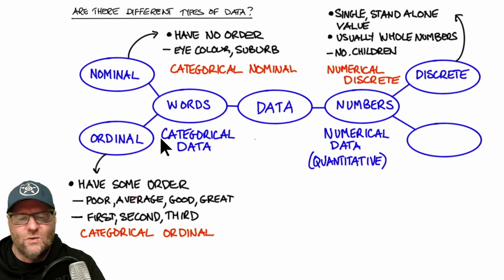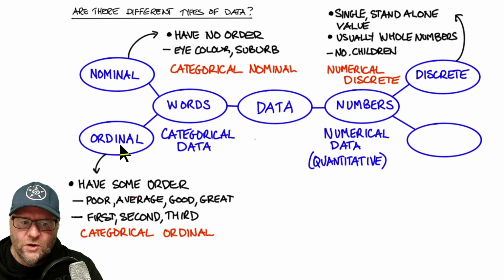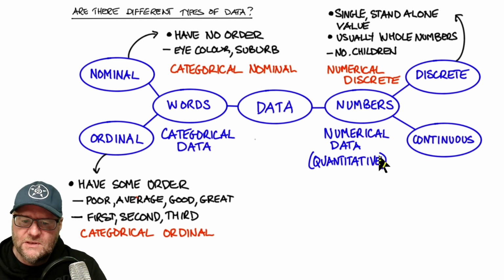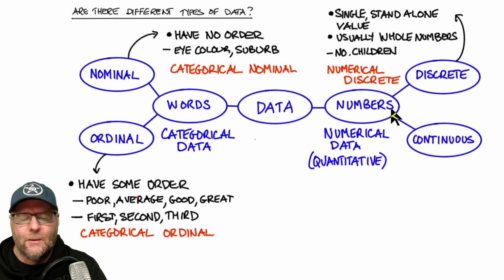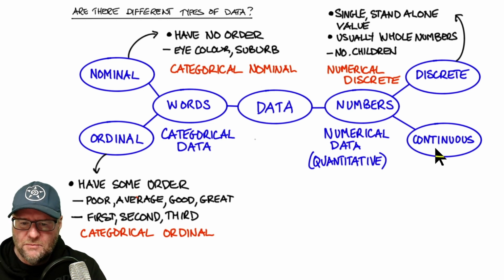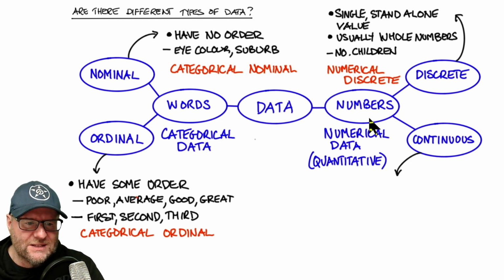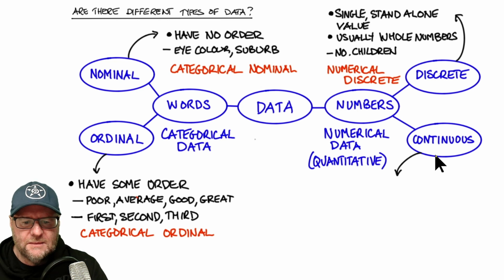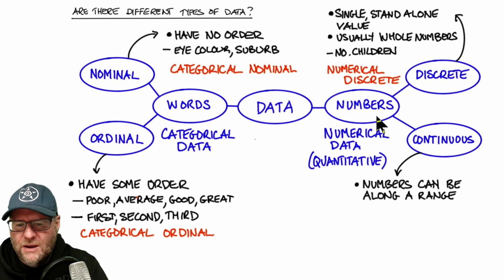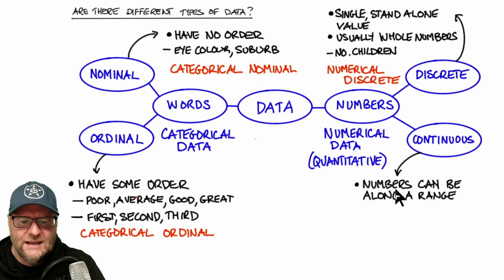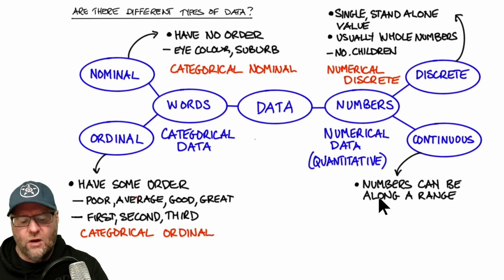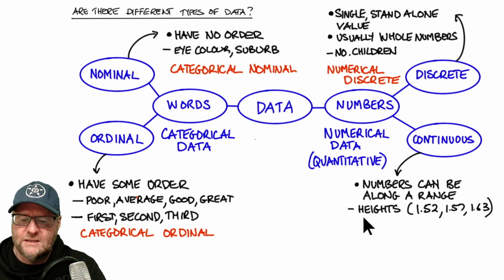The last one, just like we had words that have an order, we can have numbers that kind of have an order, and we call them continuous. I think the numbers are the harder ones to understand than the words. Numerical continuous data is numbers along a range. So the best way is to look at an example. Heights.